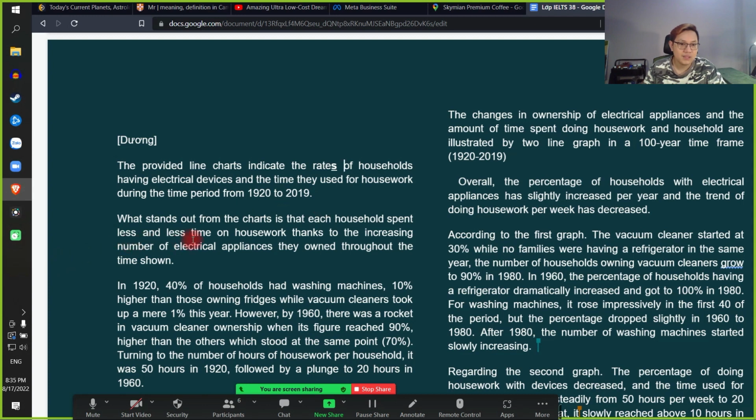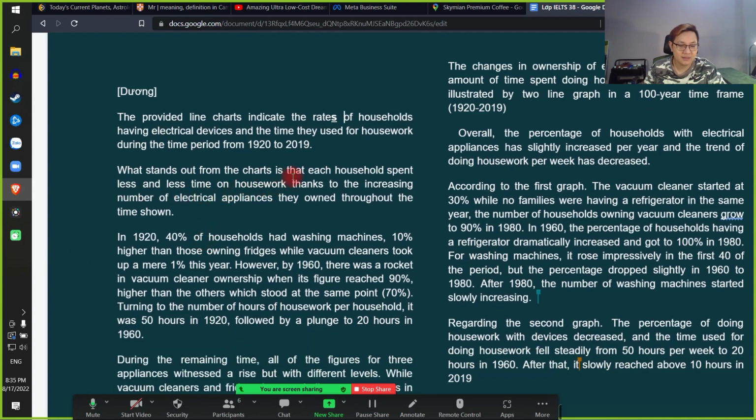Okay, good. What stands out from the chart is that. Rất tốt. Biết cách sử dụng cái cấu trúc này rồi. You know how to use this one. What stands out from the chart is that. Điều mà nó nổi bật lên từ những cái biểu đồ là rằng. What stands out from the chart is that each household spend less and less time on housework.